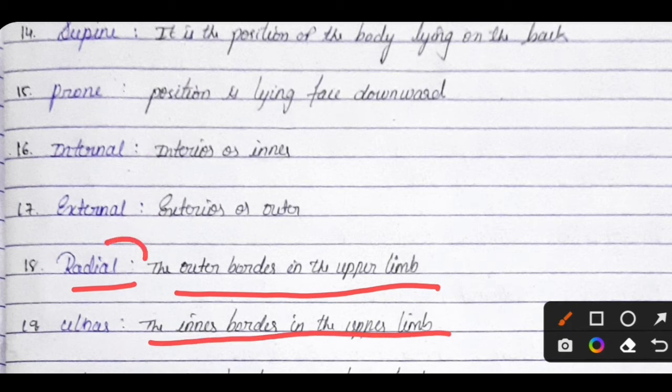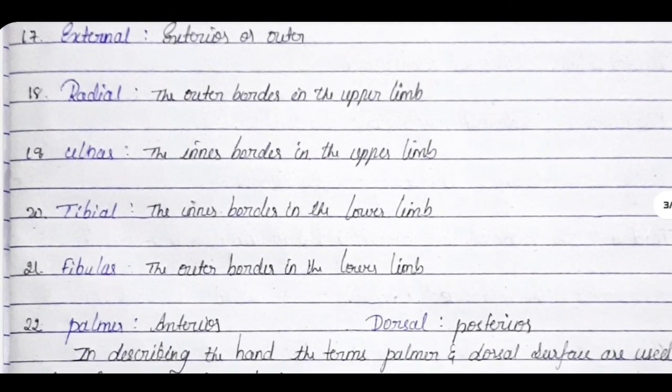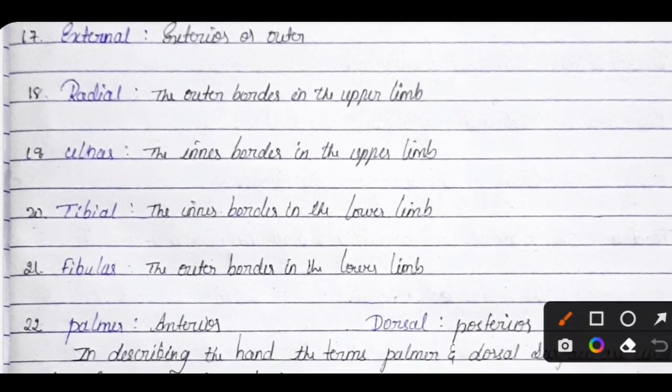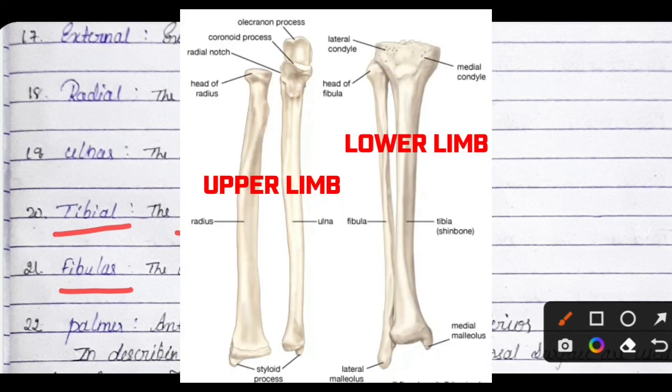These two are bones of upper limb. Next comes, that is 20th, tibial, which means inner border in the lower limb. And 21st is fibular, which means outer border in the lower limb. These both are also bones of lower limb.